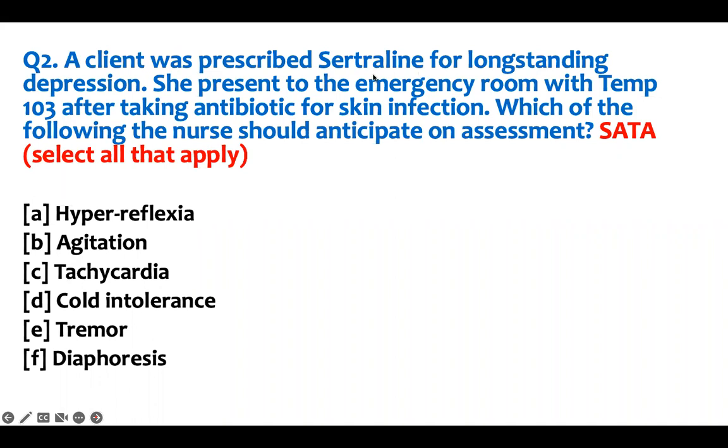A client was prescribed Sertraline for a long-standing depression. She presented to the emergency room with a temperature of 103 after taking antibiotic for skin infection. Which of the following should the nurse anticipate on assessment? So this is a long one. This is how you have to break it down: go to ask, case, buzzword, rewrite. That's the way we do it over here.